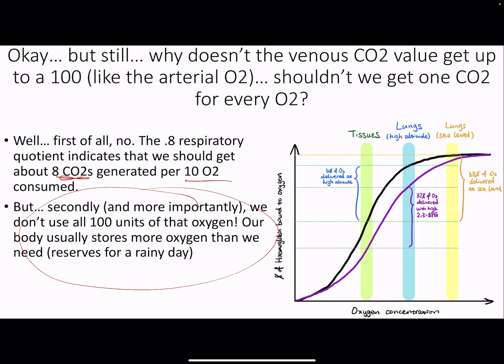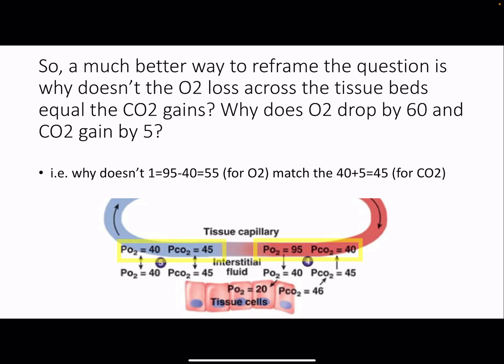So because we have reserves and we're going from like 100 and we're dropping off 37 or 38% or whatever, we're still going to have a little bit left, right? We're going from 100 to 40. We're not going from 100 to 0. We're not using it all. So there should be more oxygen than CO2. But it's still a bone to pick with this. Because whether you look at the alveolar change or the tissue exchange, it's kind of the same issue. Let's look at the tissue exchange.